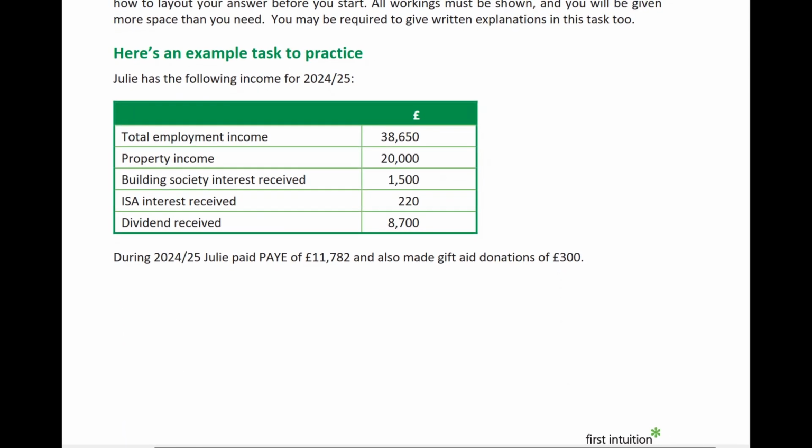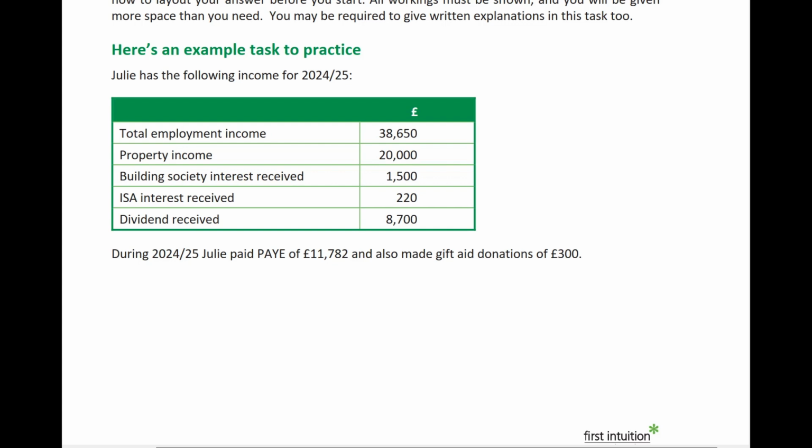So here's the actual question then. Julie has got some income for 24-25, some from employment, property, building society interest, an ISA and a dividend. During this particular tax year, she has also paid some pay-as-you-earn, which isn't unexpected because she has had a job. And she's made some gift aid donations.